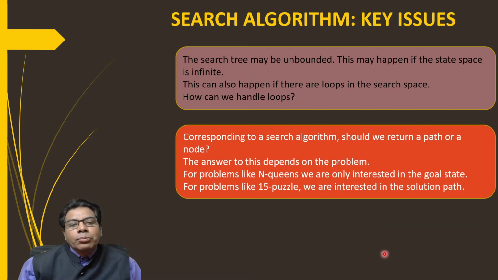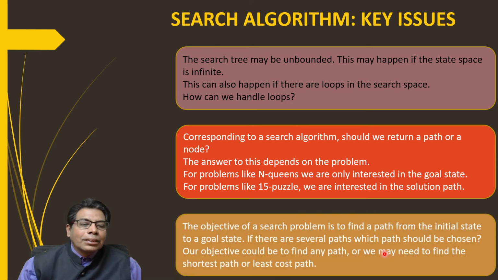Then corresponding to search algorithm, should we return a path or a node? So here this depends on the problem. For example, in case of n queens problem, we are only interested in the goal state, whereas in problems like 15 puzzle, we are interested in the solution path. So that's why this will depend on the problem.